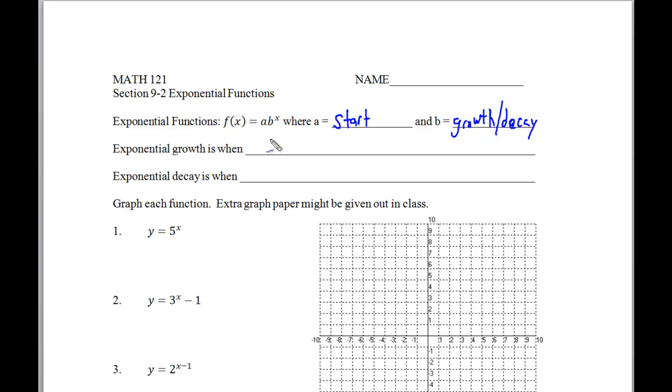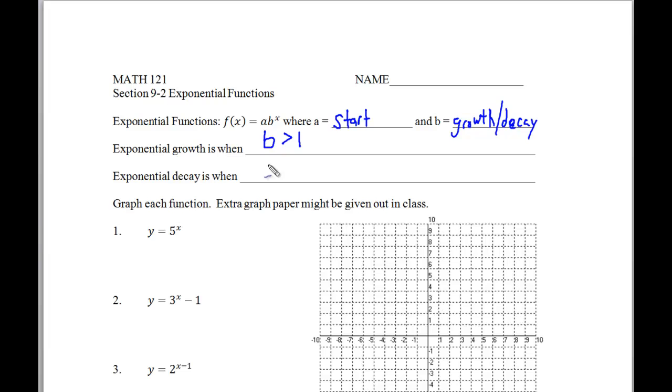So exponential growth is when the b value, or the base of the exponent x, is going to be greater than 1. So if we are doubling something, the b is going to be 2, and if we're tripling something, the b is going to be equal to 3.